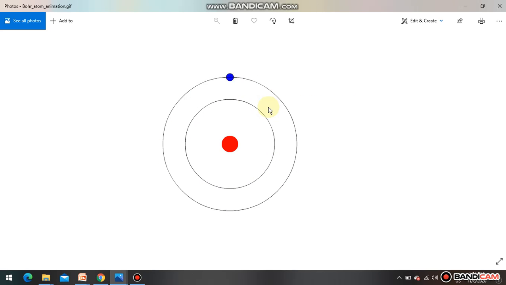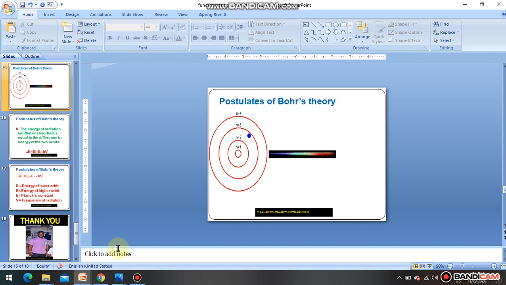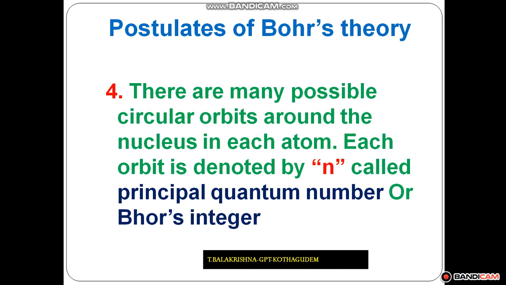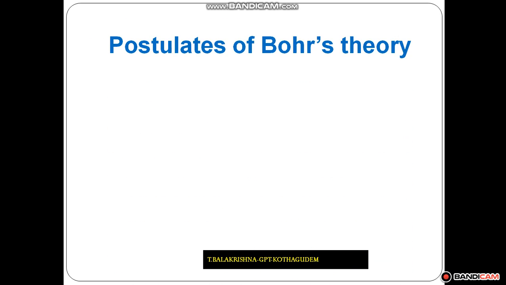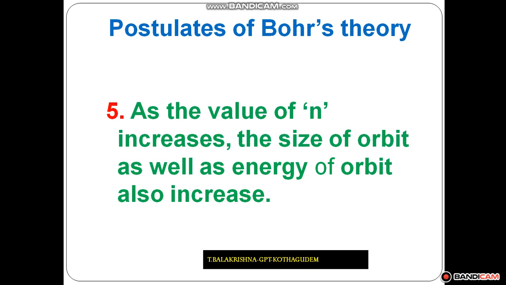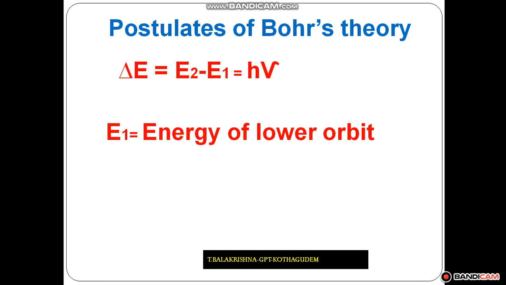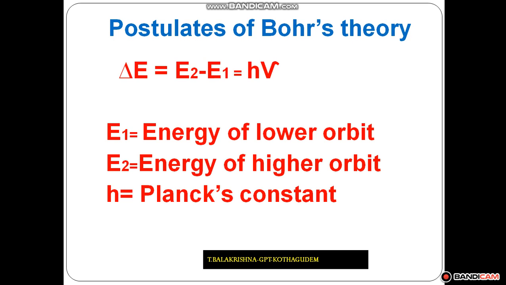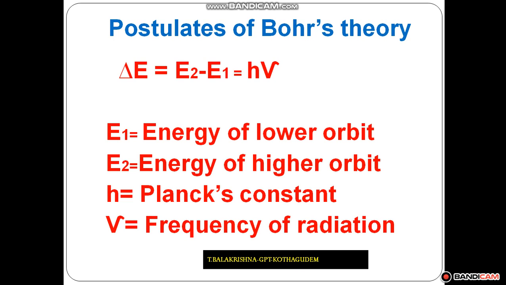That is the difference between them, calculated by the formula ΔE = E2 - E1. In this formula, ΔE is the energy difference, E1 is the energy of the low energy orbit, E2 is the energy of the higher energy orbit, h is the Planck constant, and ν is the frequency of radiation.